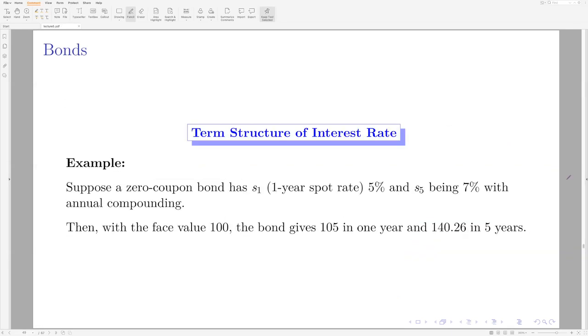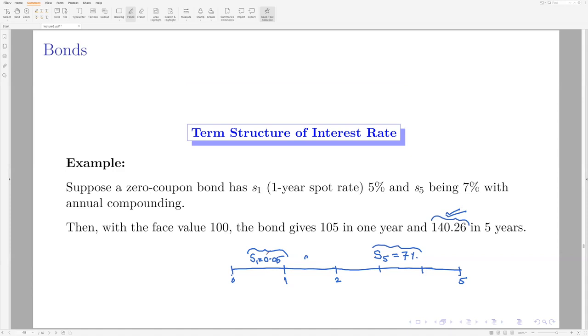The next topic is forward rate. Let us recall, we had an example where we have a bond with 1 year spot rate being 5% and 5 year spot rate being 7%. So if you ask the question whether we prefer the 1 year maturity bond or the 5 year maturity bond, well, in terms of the maturity amount, obviously one looks for the 5-year maturity.